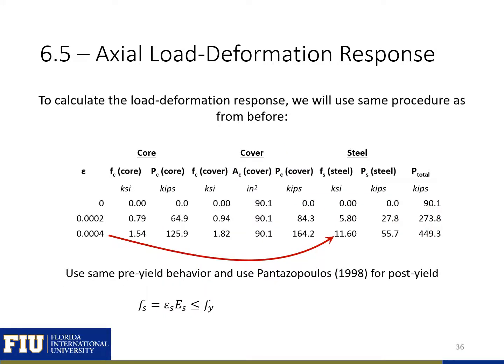We're going to use the same linear elastic relationship for our steel to relate our strain in our column to the stress in the steel. So under the yield stress, our steel stress is just going to be equal to our column strain times our modulus. After our yield, we're going to use the expressions from Pantazopoulos that we looked at earlier in this presentation to account for the buckling of our longitudinal steel.